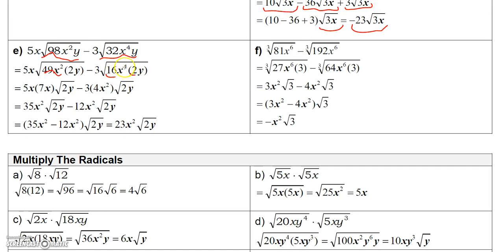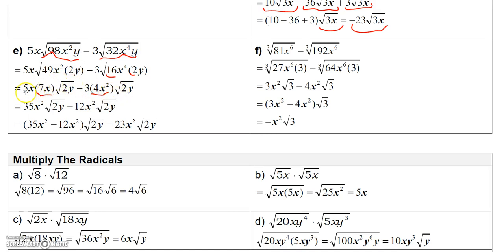So I kind of like to keep the factors that I can take the root of together, and those that I can't take the root of, I also keep those together. So here I can take the root of 49 in x squared. The square root of that would be 7x, so I'll pull that out right here. And then the 16, I can take the square root of that and get 4, and then the square root of x to the 4th is x squared, so I'll bring that out here. And now notice that that leaves me with 2y left in the first radical and 2y left in the second radical, so therefore I have like radicals now.